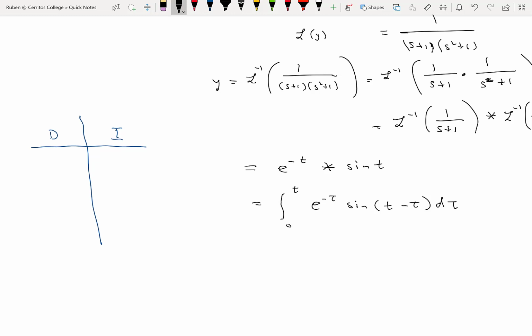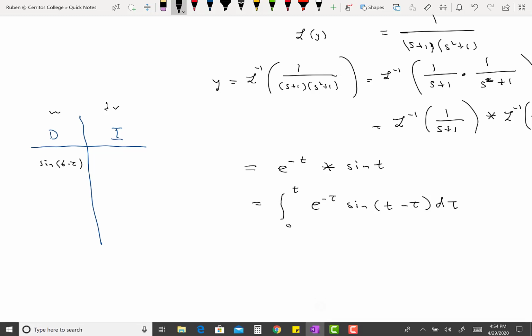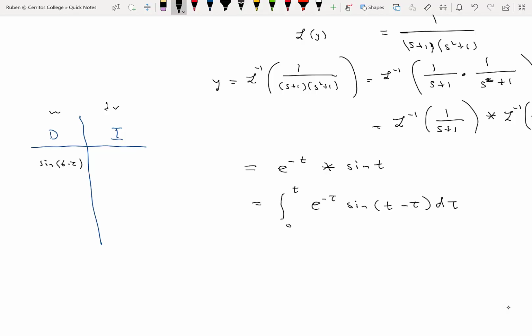Okay. So the D is where we place our u, and the I is where we place our dv, the column without the differential. So u is sine of t minus tau and dv, what goes in the I column, is what's left. e to the minus tau.